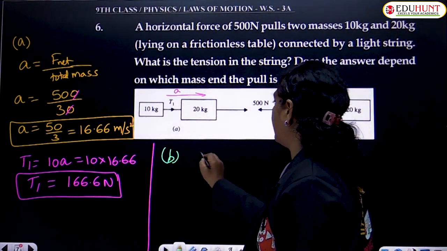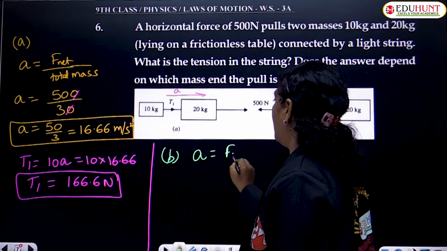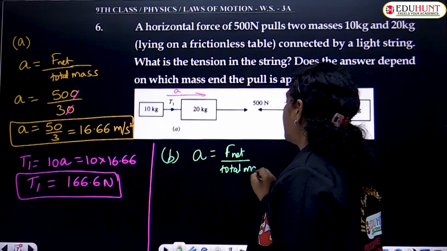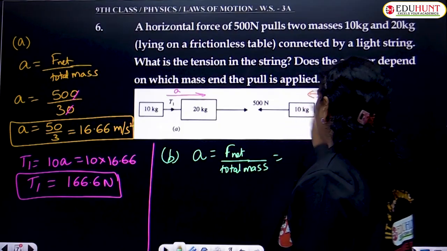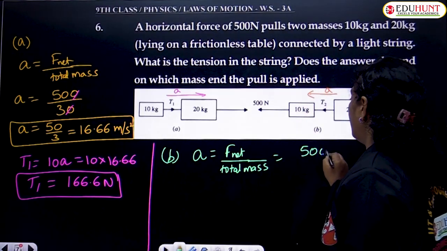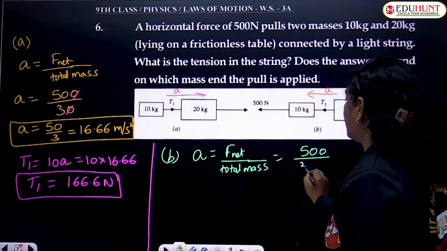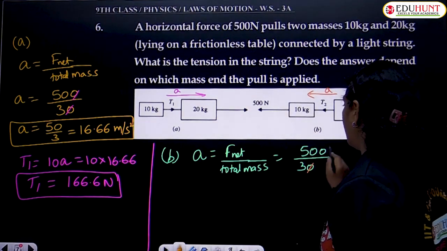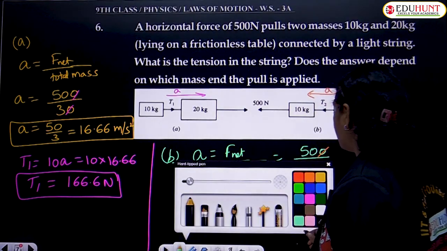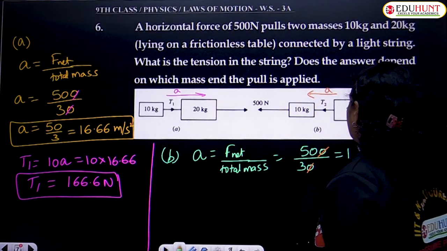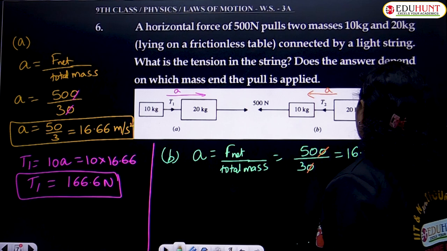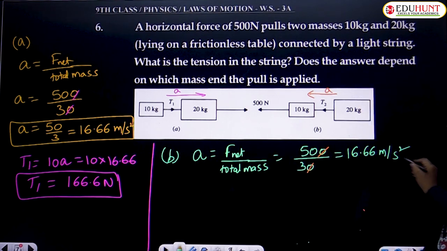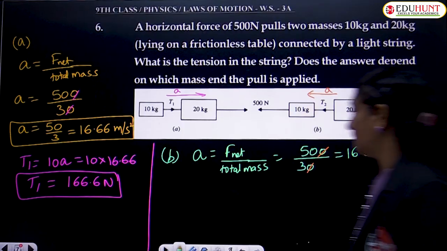Okay, so acceleration of the system is again net force upon total mass. So what is the net force acting on the system? Net force is again 500 Newton, upon total mass 10 kg plus 20 kg, again 30 kg. So solving this, the 0 and 0 get cancelled. You got the same answer, 50 by 3. 50 by 3 is nothing but 16.66 meter per second square. Same value.